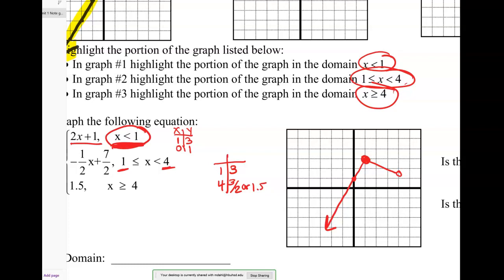Okay. And then for my last line, it seems kind of silly to even do this chart just because it's horizontal, but in case you forgot that, again, I could start with the endpoint, which I see is at 4. When I plug in 4, what do I get? I'm always going to get 1.5. It's that constant function. It doesn't matter what I plug in, I'm getting 1.5. What other points do I want to know? I want x values that are bigger than or equal to 4.